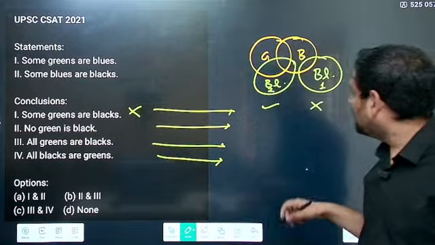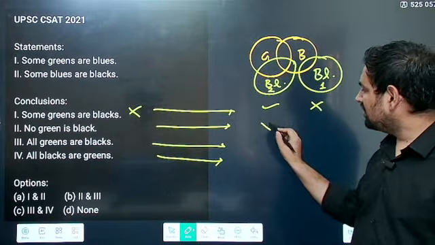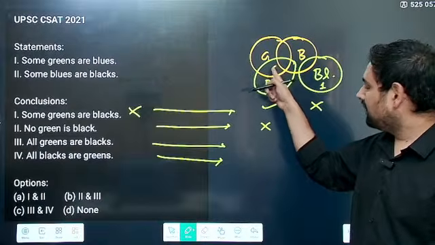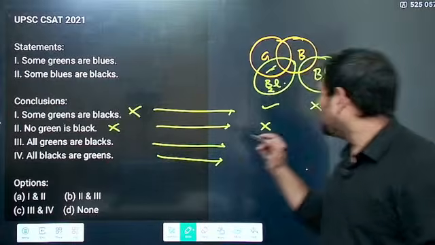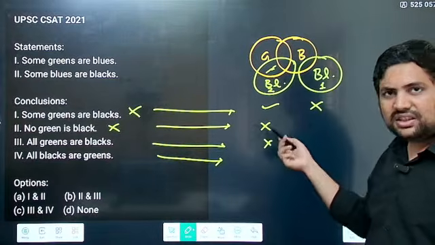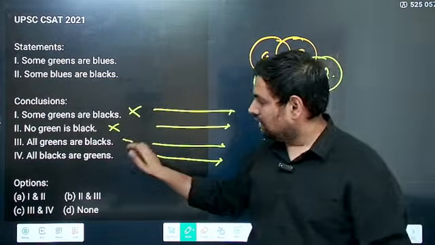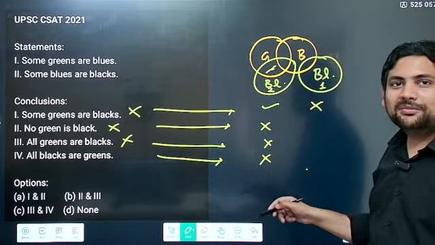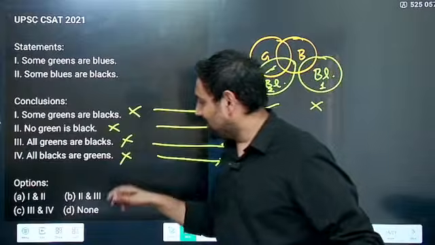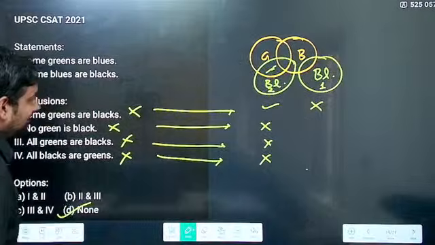Then, no green is black. But according to this diagram, there are some greens which are black. Cancel it immediately. Then, all greens are black, not holding in this or the other diagram also. Then all blacks are green, not holding in this diagram. This also becomes wrong. Again, the answer is none.